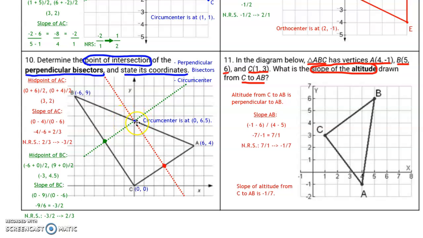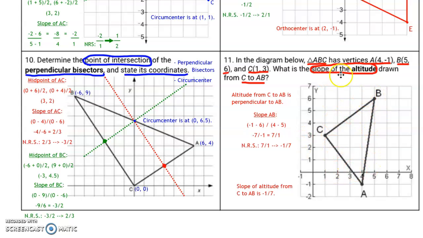The circumcenter is at 0, 6.5, which, as you should remember from before, I know that the circumcenter of a right triangle, this is a right triangle, is going to be located at the midpoint of the hypotenuse, which is a fun thing to know. In this diagram, it wasn't really necessary for us to draw anything.